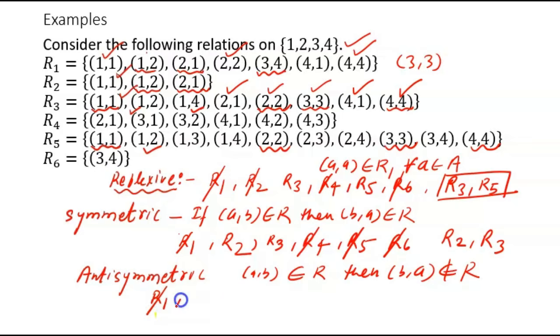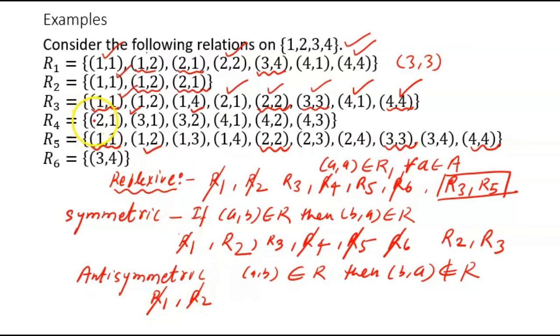No, R1 is not antisymmetric. R2 is also not antisymmetric because both 1 comma 2 and 2 comma 1 are there, even though 1 and 2 are not equal. I hope you are getting the definition. If 1 comma 2 is present, then 2 comma 1 should not be present, except when 1 and 2 are equal, but 1 and 2 are certainly not equal, so it is also not antisymmetric.